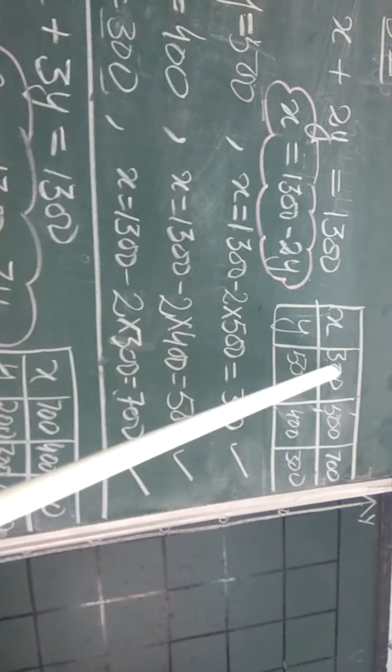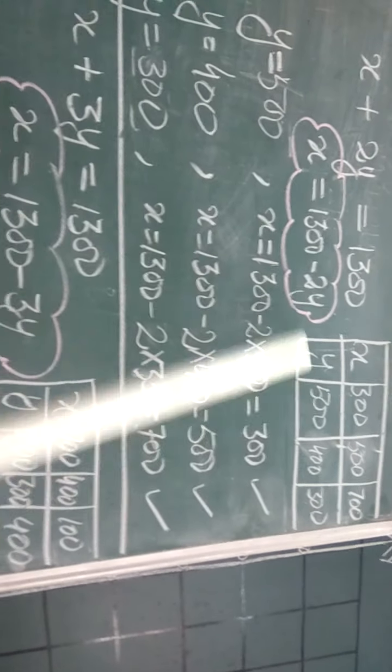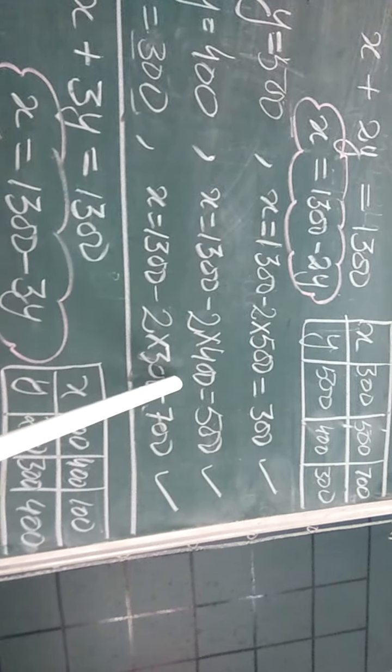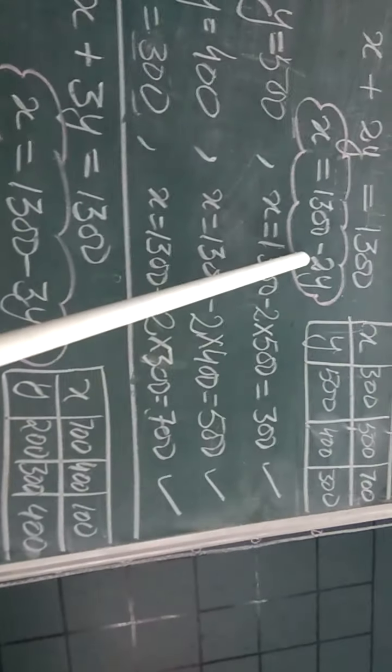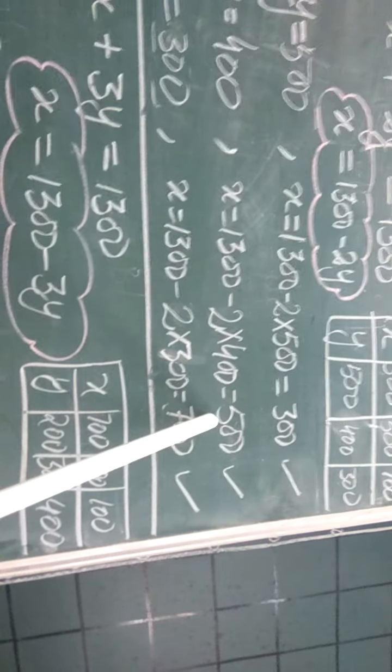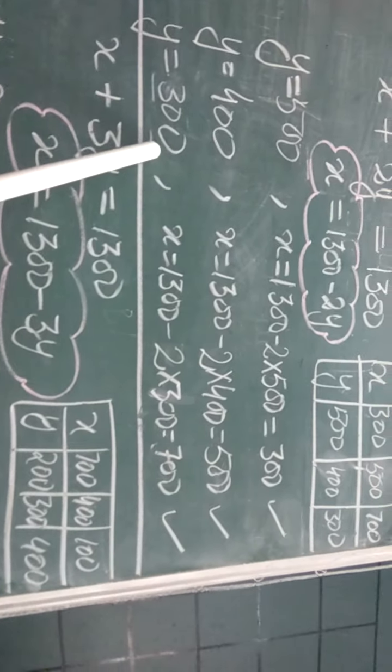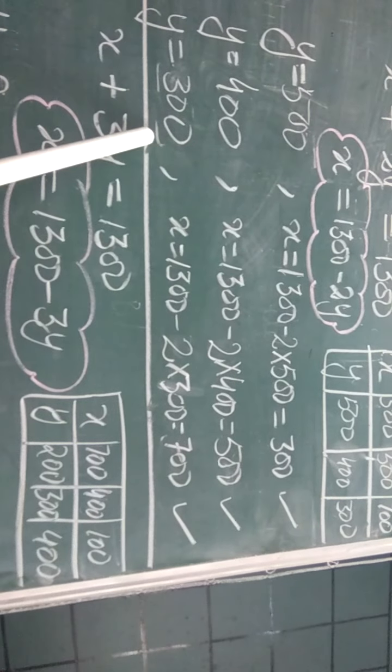So x is 300, y is 500. Just put them in the table. 300, 500. In the second case, I assumed that the cost of the ball is 400. When the cost of the ball is 400, after putting this value in this equation, we got the cost of the bat. It is 500. When the value of y I assumed is 300, then we will get x is equal to 700.